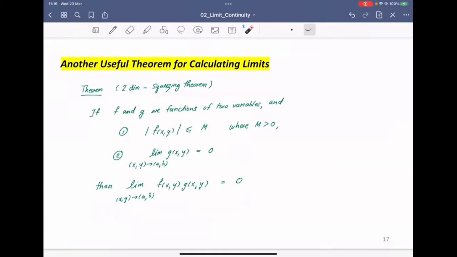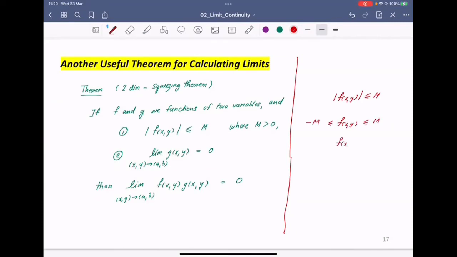This is actually a very, very good result. I call this the squeezing theorem because when you have the absolute value of f(x,y) less than or equal to m, it means f(x,y) is bounded between negative m and m. And if you multiply f(x,y) by g, you multiply through all the inequalities, so you have to multiply both sides by g(x,y) as well.